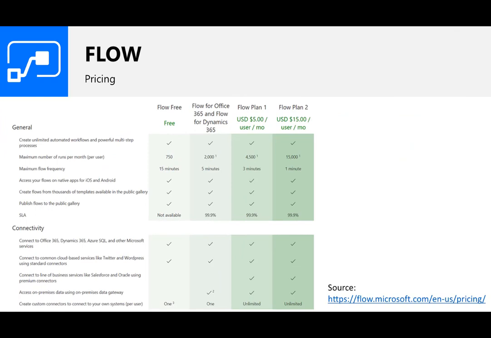Microsoft Flow is available to Office 365 Enterprise, Business, and Education plans, as well as Dynamics 365 Enterprise and Business plans. There is a free version, however, it is limited to the number of executions you can perform per month. And then there are additional versions of Microsoft Flow plans with an additional cost that provide you more flexibility.